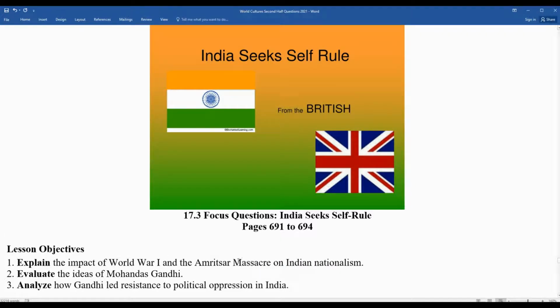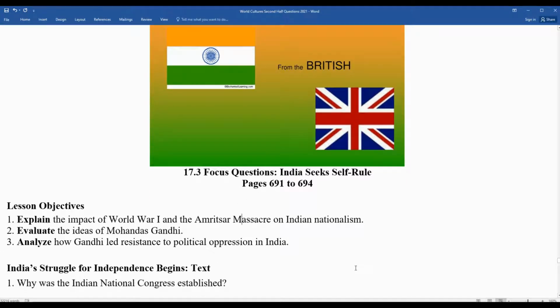Right, some of the objectives we'll be looking at is the impact of World War I and the Amritsar massacre on Indian nationalism. Look at the ideas of Mohandas Gandhi, and we'll analyze how Gandhi led resistance to political oppression in India. So as we go through each question, think about how you might respond as I read the question, and then see how well that matches up with what I share with you.